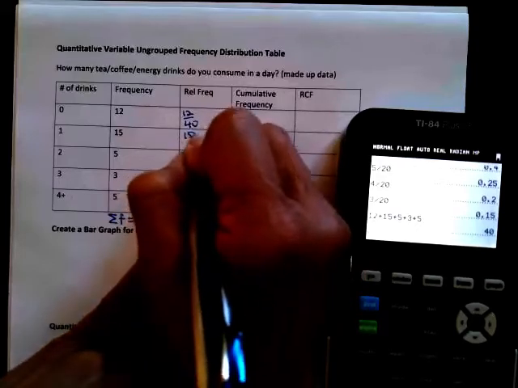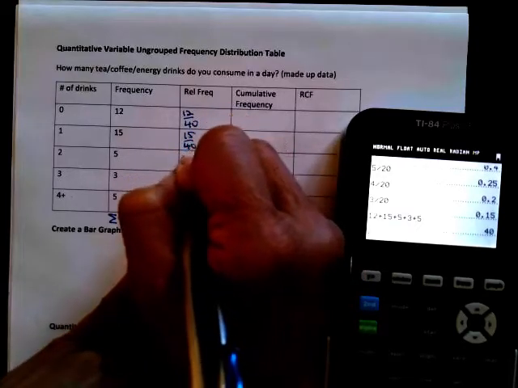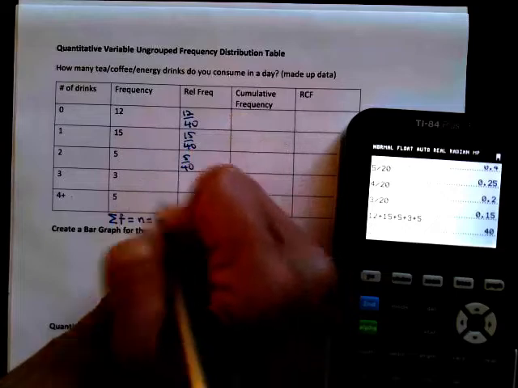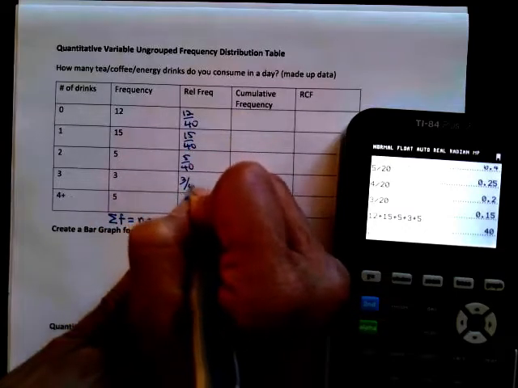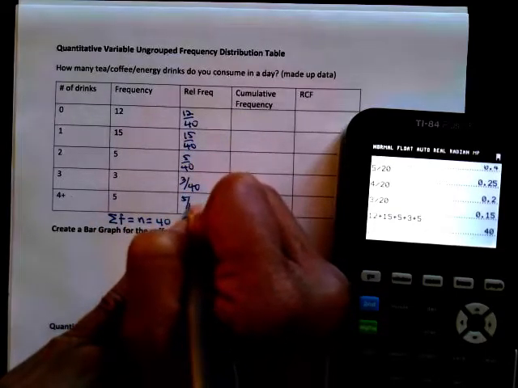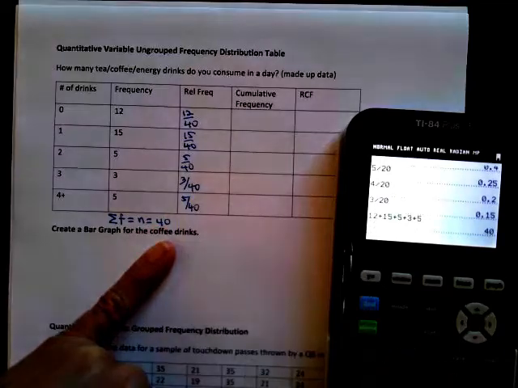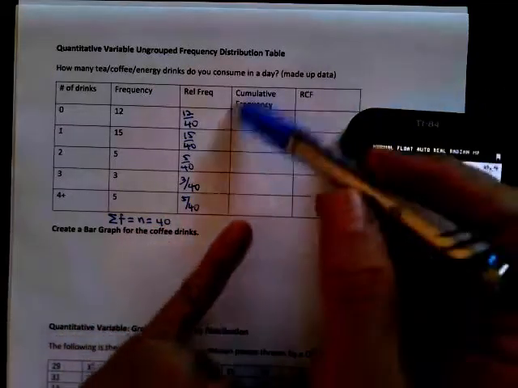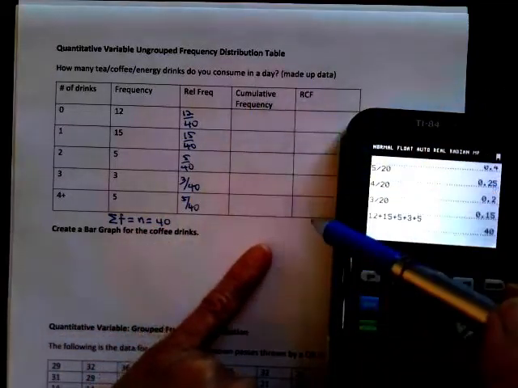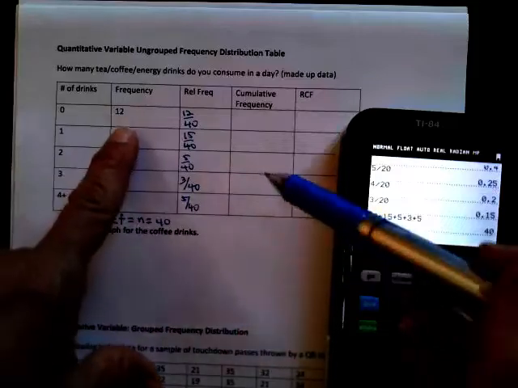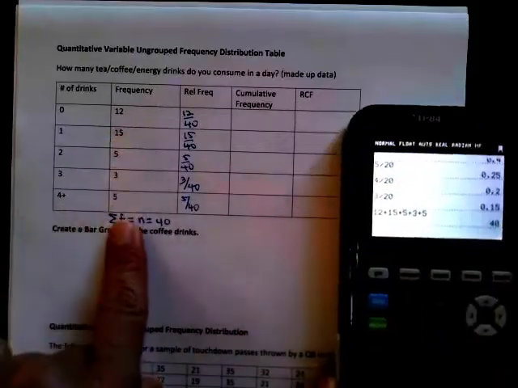And 15 divided by 40. And 5 divided by 40. And 3 divided by 40. And another 5 divided by 40. Okay. Cumulative frequency, this is our running total. So we're going to be adding up our frequencies as we go along.